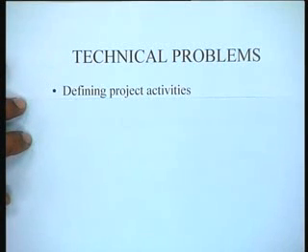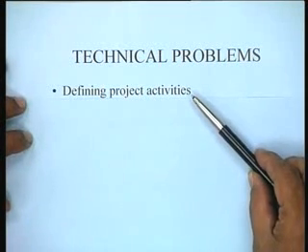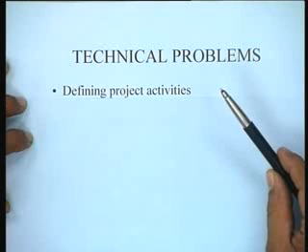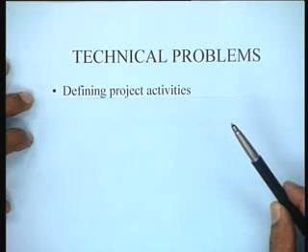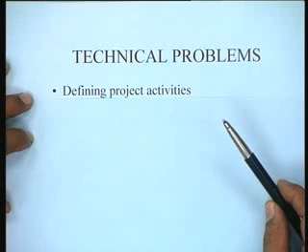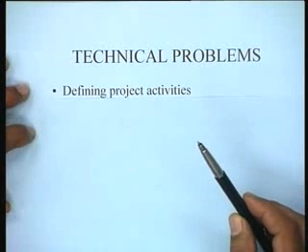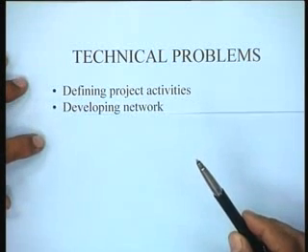So let us try to see, in fact, during the course of the project, what kinds of problems are being handled at different stages. If you look at the technical problems in a project, typically one of the major problems which is encountered right at the stage when you start to initiate a project is defining the project activities, what all has to be done. And this is essentially a technical problem because only specialists in that area could identify exactly what is to be done for the success of that particular project.